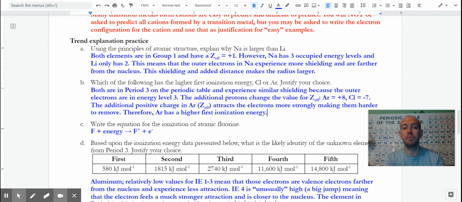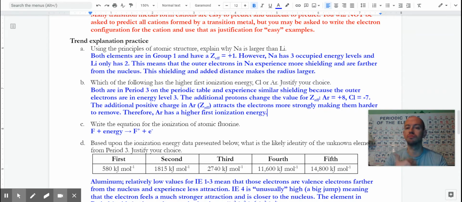Both elements are in group 1 and have the same Zeff, because sodium has 11 protons, lithium only has 3, so sodium almost has 4 times as much positive charge. But we need to acknowledge that most of that is canceled out, and by stating the Zeff, we have done that. Sodium uses 3 energy levels, lithium only uses 2, so the outer electrons in sodium, much more shielding, much more distance, and therefore ends up as a larger radius.